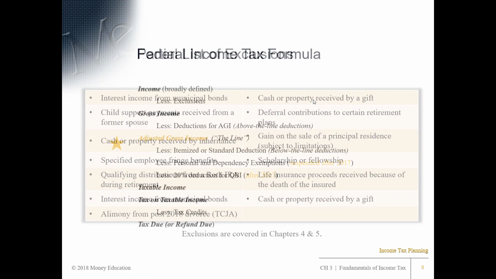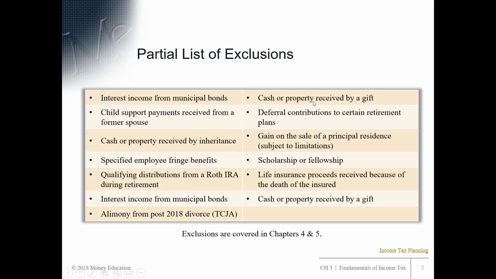We'll talk further. Here's a partial list of exclusions of income. When we talk about income, there are some things that aren't taxable. Interest on municipal bonds is not taxable. Child support payments from a former spouse are not taxable, so that's not included in income. Cash or property received by inheritance is not taxable for the person receiving it. Specific employee fringe benefits, which we'll discuss later. Qualifying distributions from a Roth IRA during retirement are not taxable. Interest income from municipal bonds is not taxable.